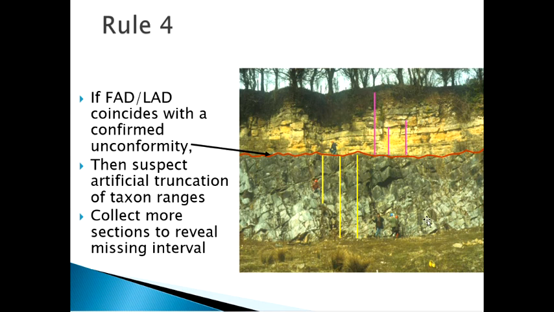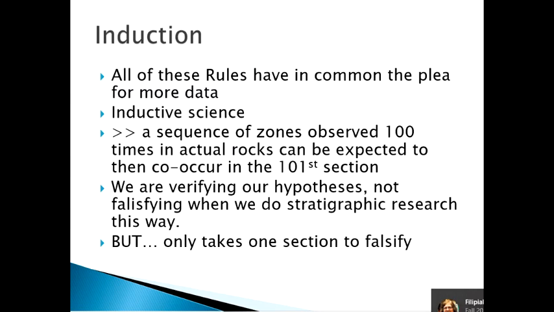And then rule number 4, if you have a bunch of FADs and LADs that all coincide together, and here I've got 3 LADs for these species and 3 FADs for this one. I even see different rock types here, and not only different rock types, but notice there's flat rocks here and angled ones here. So this is clearly an angular unconformity. This is a huge gap, an unconformity, where we've sort of lost strata. And what you have to do, you collect more sections somewhere else to see if you can fill in that gap. And so it's not a true FAD and LAD situation. Now, all of these things have in common that they are what we call inductive science.